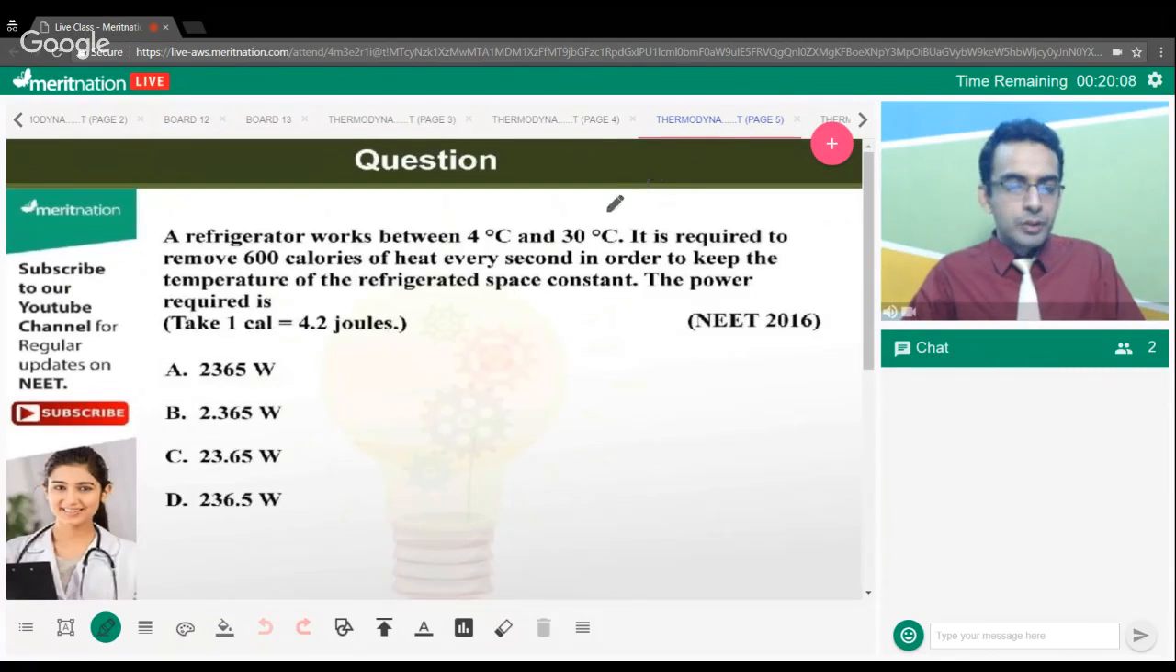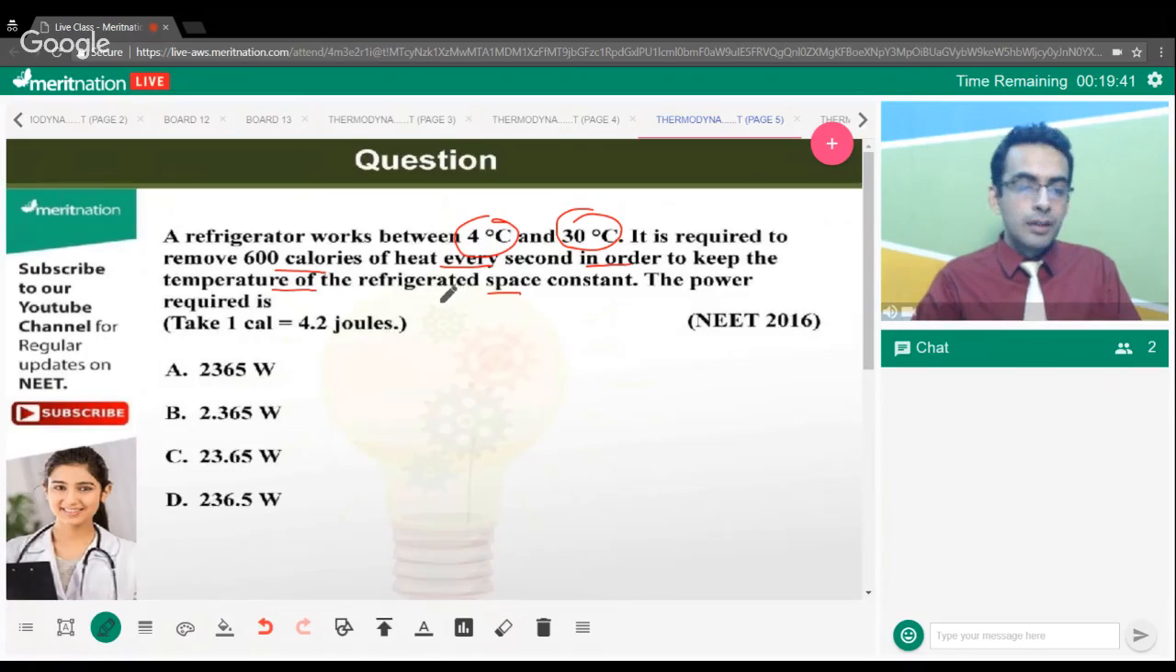So the next question, students. A refrigerator works between 4 degrees Celsius and 30 degrees Celsius. It is required to remove 600 calories of heat every second in order to keep the temperature of the refrigerator space constant. The power required is, what we have to find? We have to find the work done. Work done per second, we can say.